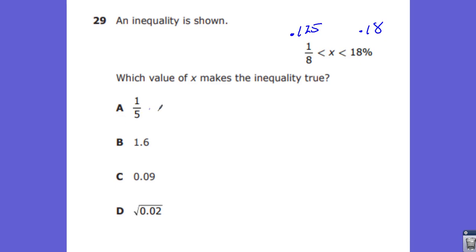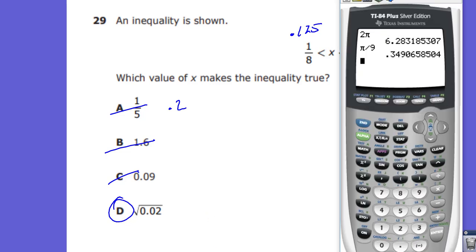Well, I know 1/5 is 0.2, so I know that one is out. But this one's got a whole number with it, so I know it's automatically out. So I'm really just looking at these two right here, 0.09 and the square root of 0.02. Well, 0.09, because of that 0, this one's already a 0.0 and I need a 0.1, so I know this one is out because it's not in between that. So the only one that could be in between is D.